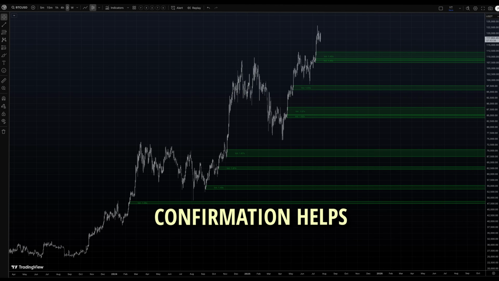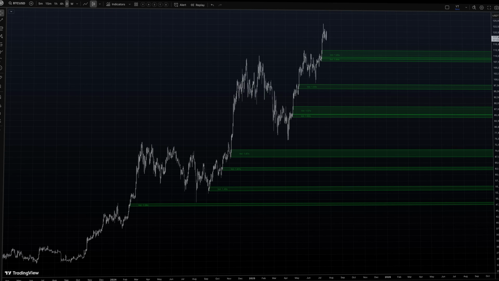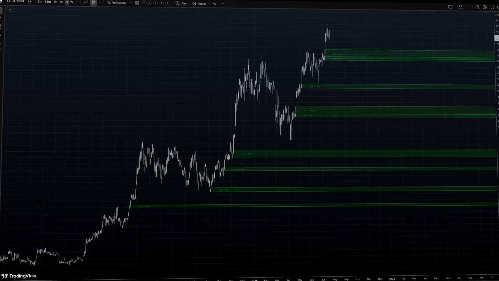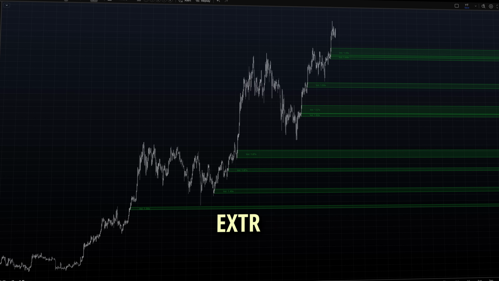The volume confirmation helps distinguish between genuine institutional activity and retail-driven moves, while the consolidation requirement ensures blocks form at meaningful decision points rather than random price extremes.